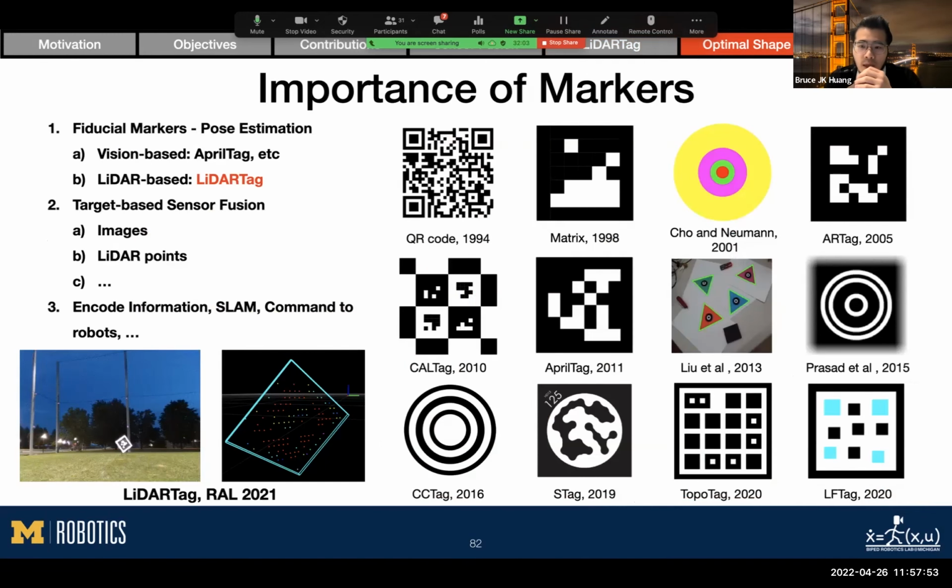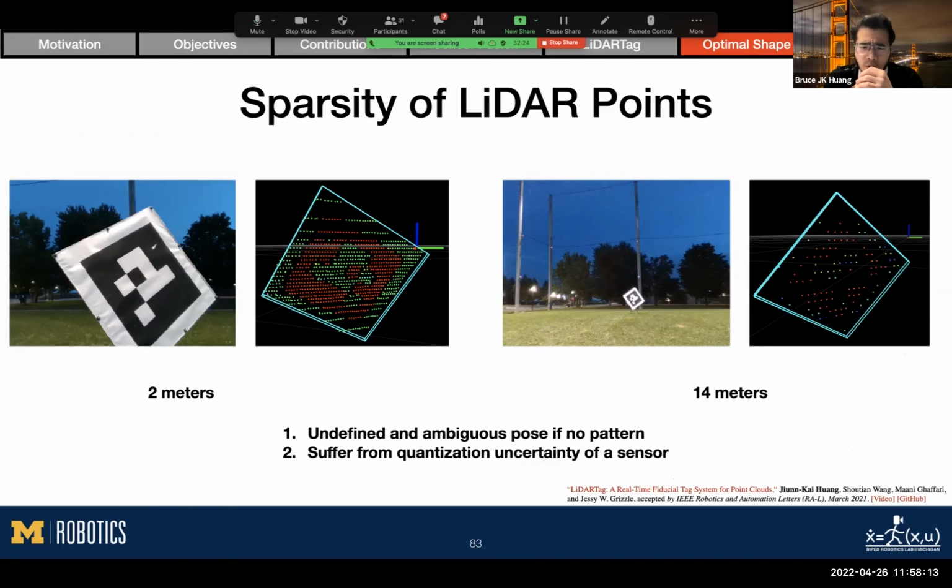Let's revisit this slide again. You can see that over the past 30 years, shapes used for fiducial markers are symmetric. Symmetric shapes have no trouble in images because they have a dense and structured data type. However, for LiDAR data, you can see the LiDAR points on the right are far fewer than on the left. Due to sparsity, the fitting results suffer from the quantization uncertainty of LiDAR points. The pose is actually undefined if there is no pattern on the target.